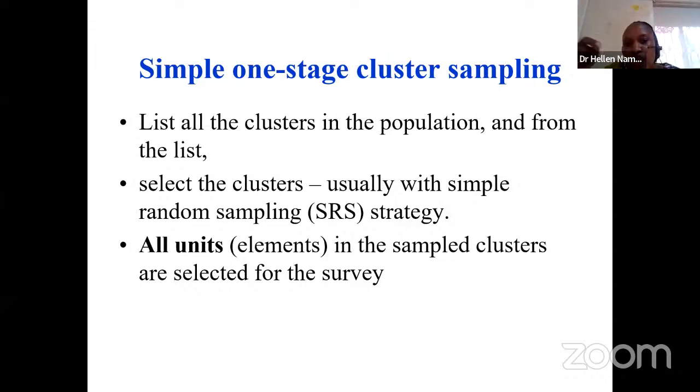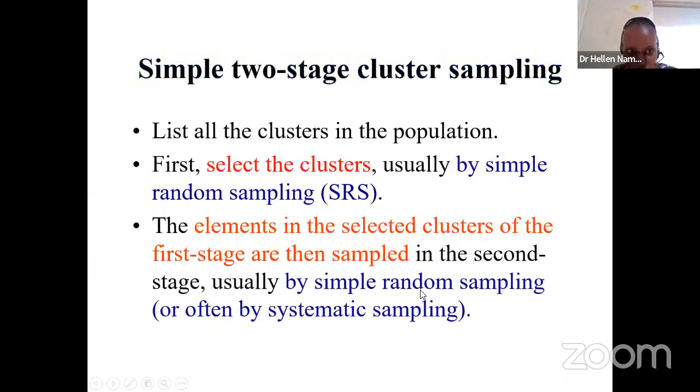Under simple one-stage cluster sampling, it implies that you select all the elements within the selected cluster to be part of your sample size. You select all the elements and then you include them in your survey. However, that is the simple one-stage cluster sampling.